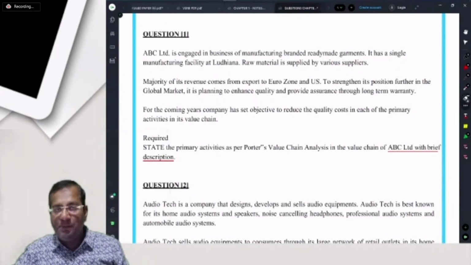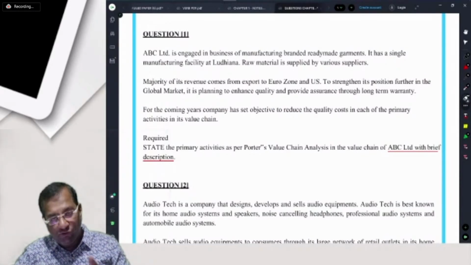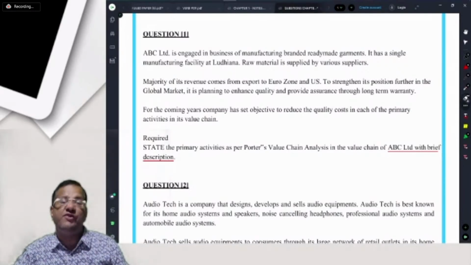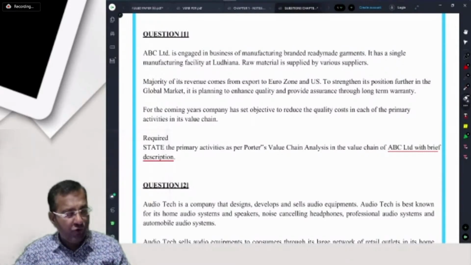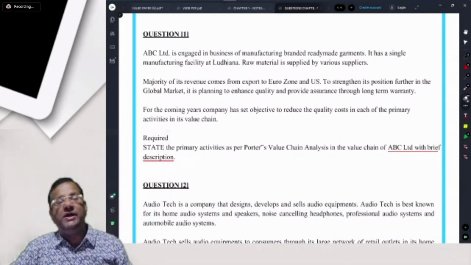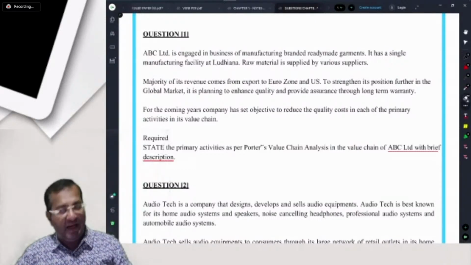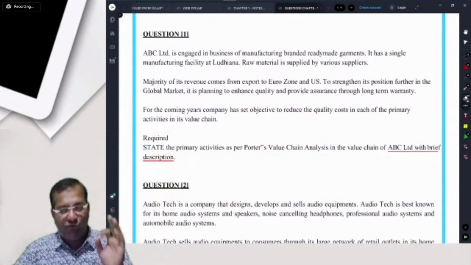Not only do you have to communicate what those 5 primary activities are, but you have to link those 5 primary activities with this particular client, known as ABC Limited. So how will you draft the answer to this question? Please listen very carefully. First of all, the very first line should be: the following are the 5 primary activities of value chain analysis.